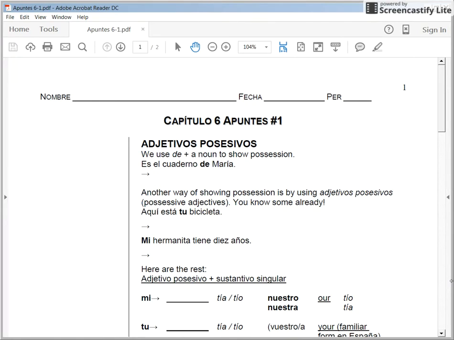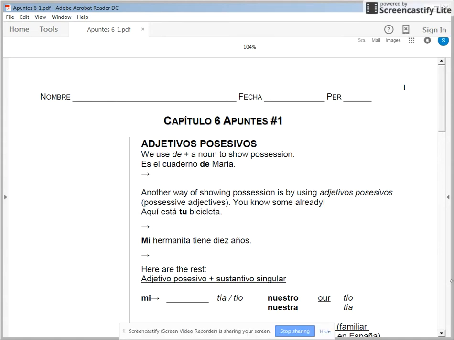Apuntes 6-1, capítulo 6, número 1, so first part. Adjetivos posesivos are also known as possessive adjectives in English. A few chapters ago, we learned that we could use the preposition de to show possession. So we use de plus a noun to show possession, as in the sample sentence, es el cuaderno de María.